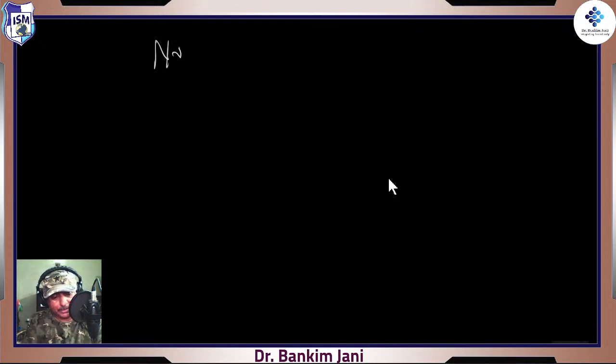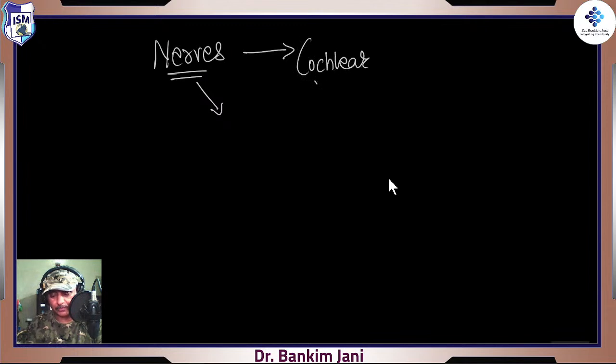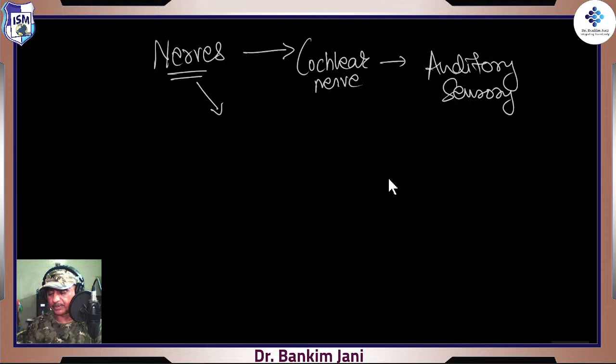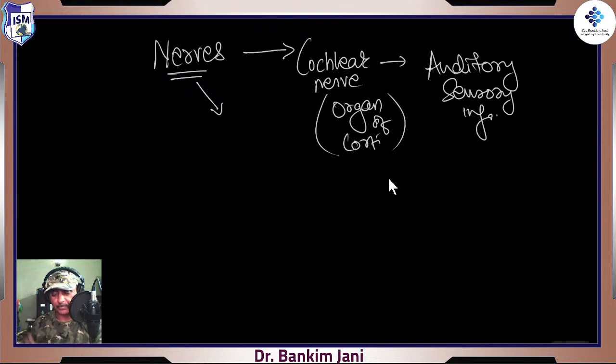Now we finish the topic by talking about nerves. They are really very interesting. That's why we divide it into two parts. One easier one, the cochlear nerve, right? Very easy. This is a branch of the vestibulocochlear. It will be taking care of the auditory sensory information. And in this case, there would be the organ of Corti, which is a super specialized structure for hearing, right? That will be in that membrane, and that's where it will start converting and sending.